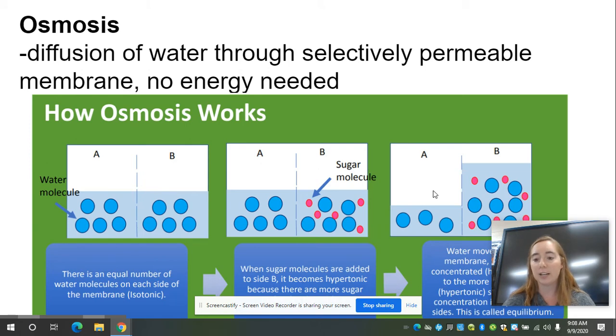In this last picture here, we actually see that we have a solution where we still have more sugar molecules on this side, and then we have water on this side. And again, like it says here, we're trying to get to equal sides to reach equilibrium.